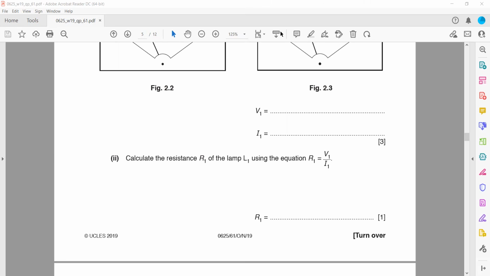Then calculate the resistance. You have 2.5 and 0.3. What's the answer for the resistance of the lamp? Use the screen annotation to complete this. 2.5 divided by 0.3 is 8.33. Better write your answer in 3 significant figures. So 8.3 is okay, but 8.33 has 3 significant figures.